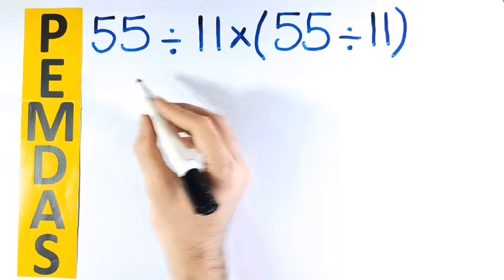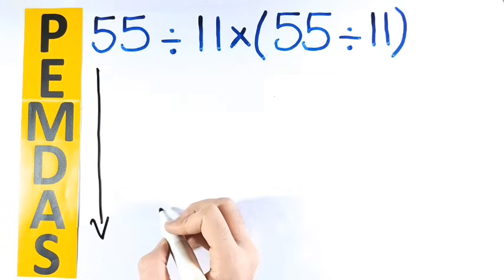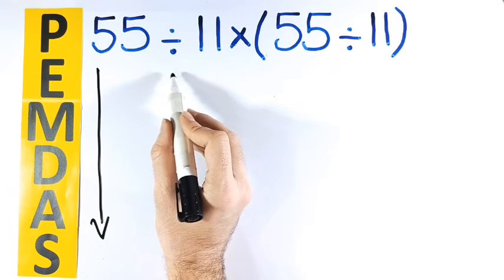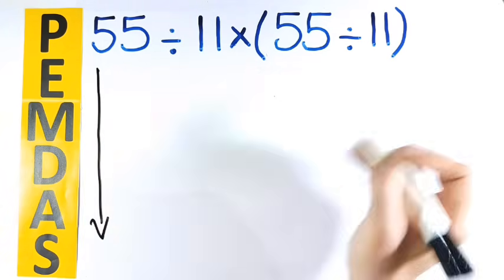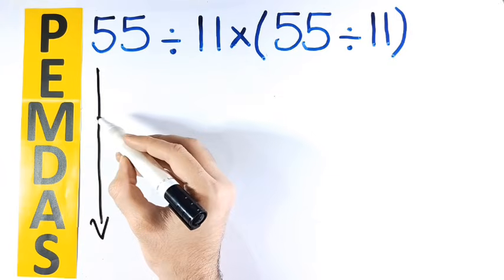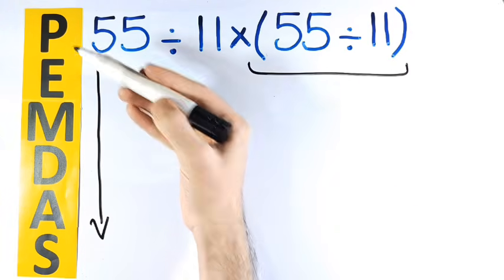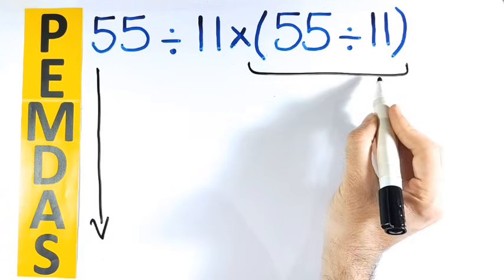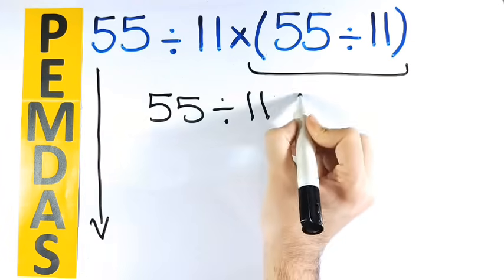To solve this question, we must follow the PEMDAS rule step by step from top to bottom. As you can see on the screen, in this expression, first we have a division sign, then a multiplication sign, and finally parentheses. According to the PEMDAS rule, first we go to the parentheses because parentheses have the highest priority than the other operations. So, instead of this expression, we can write 55 divided by 11, then times 5.